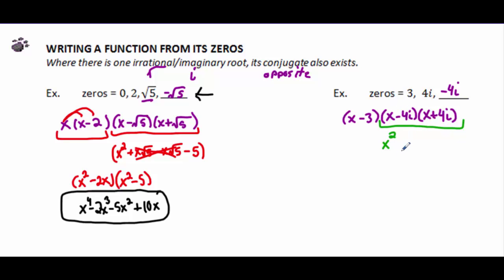So every time you do this, the outer and inner terms should cancel, which means you can skip the outer and inner terms. So my first term is x squared. Last is negative 4i times positive 4i, which is 16i squared. Well, 16i squared, the i squared is going to change this to a plus because i squared is negative 1. So this is x squared plus 16. And that's what I'm going to multiply x minus 3 by. So again, we're going to FOIL this out. That's x cubed and then minus 3x squared plus 16x. And then negative 3 times 16 is negative 48.